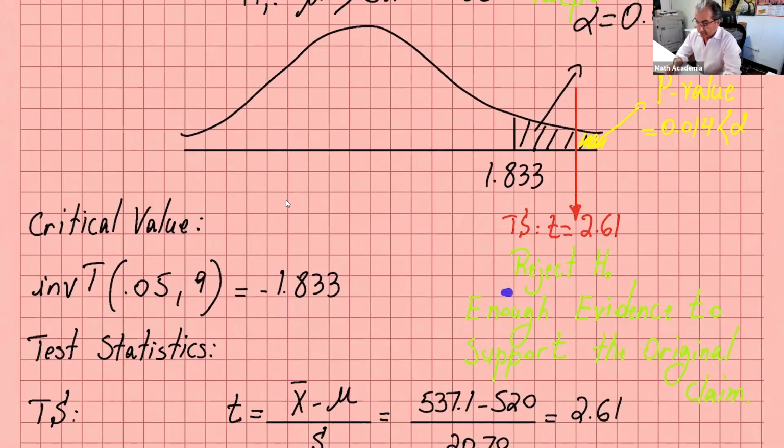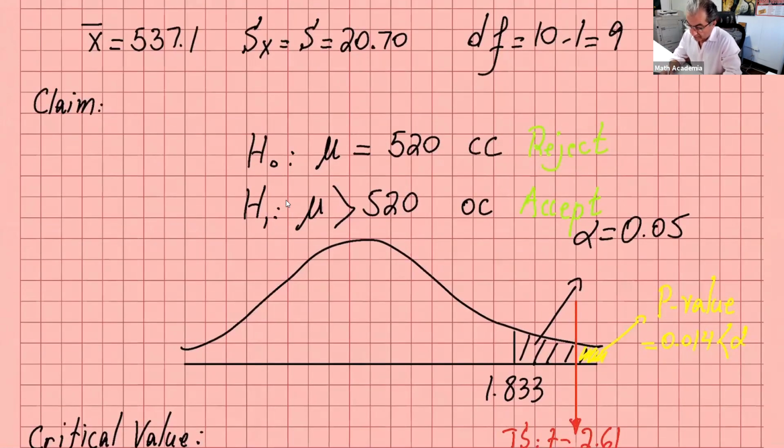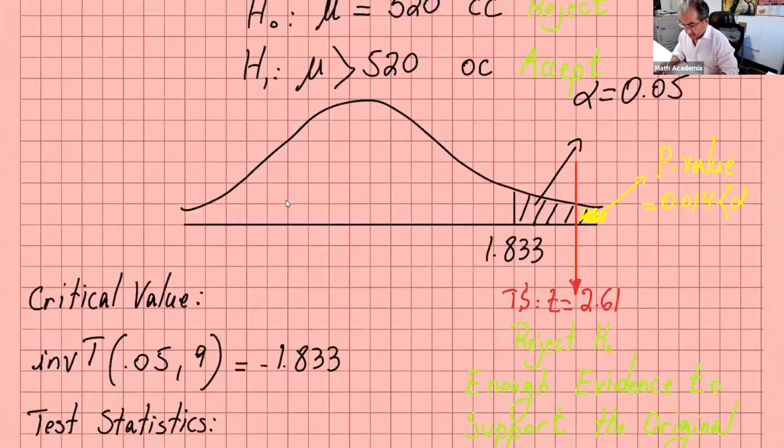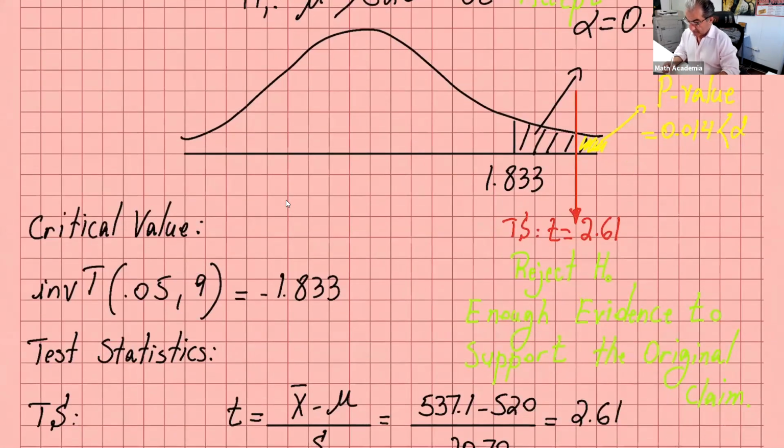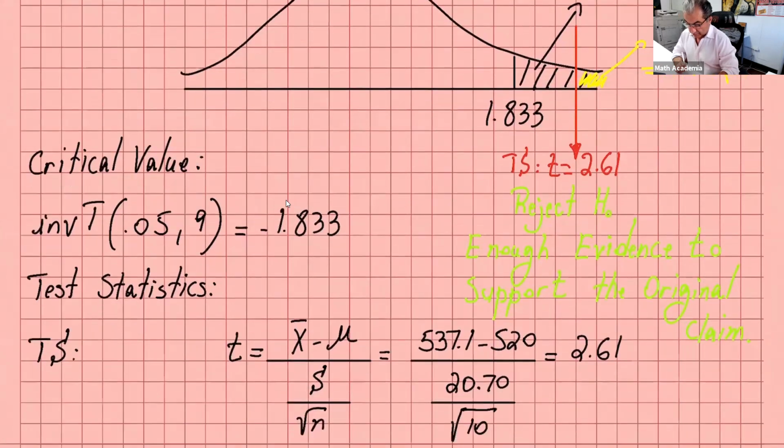Right away, shaded area, you write reject H0. If I reject H0, you put reject next to H0. So I'm accepting H1. Then go to OC. Next to OC, it says accept. If I'm accepting the original claim, that means I have enough evidence to support it. So you write: enough evidence to support the original claim.